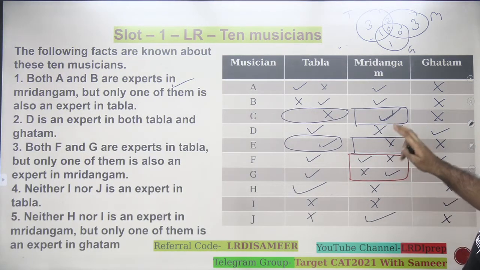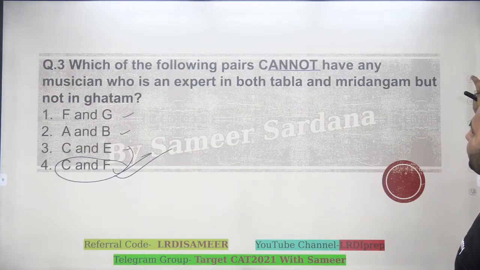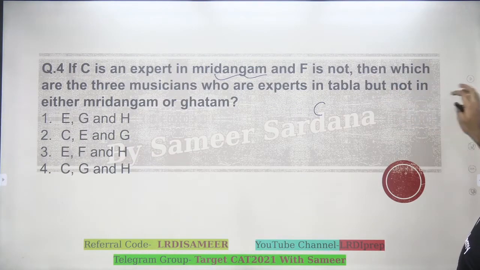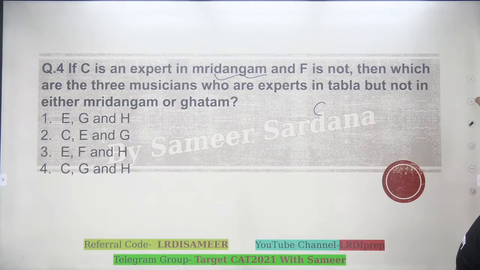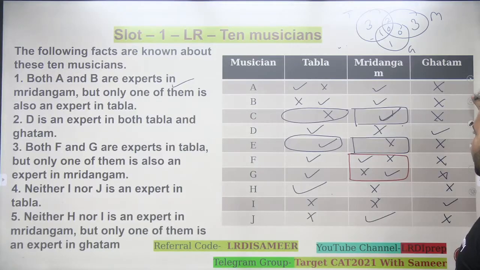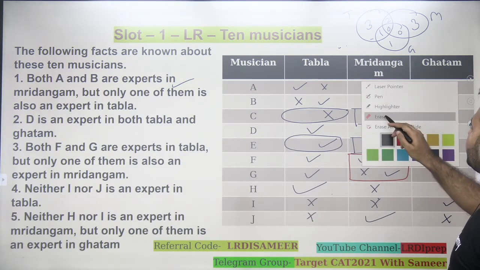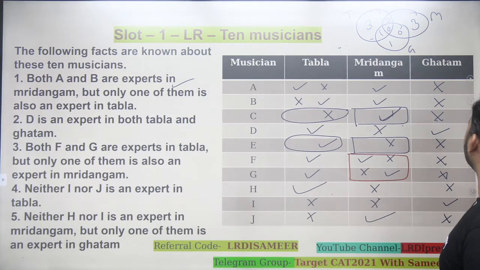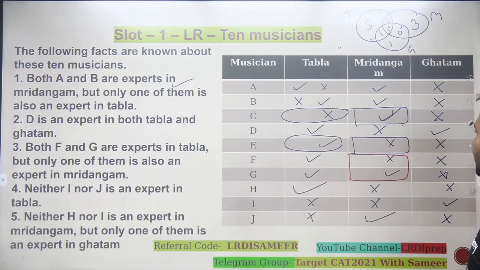Now question says, if C is an expert in mridangam, okay, and F is not, then which of the following are the 3 musicians who are expert in tabla but not in mridangam and ghatam? So I'm supposed to look for the person who is playing only tabla, right? F is not playing mridangam, right? It's also given that F is not playing mridangam. So just a minute. If F is not playing mridangam, that means G is playing mridangam, right?